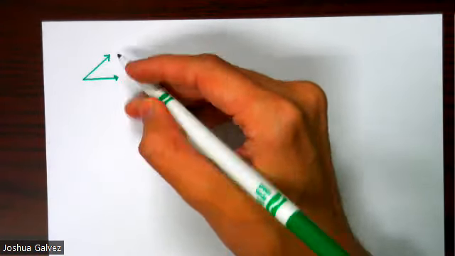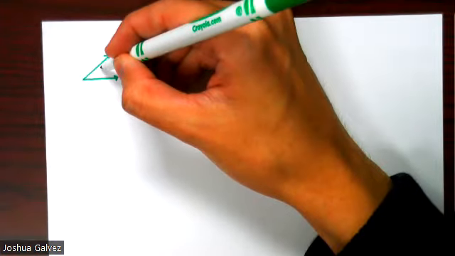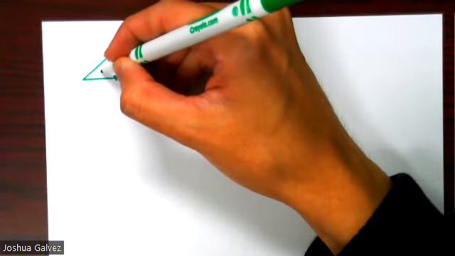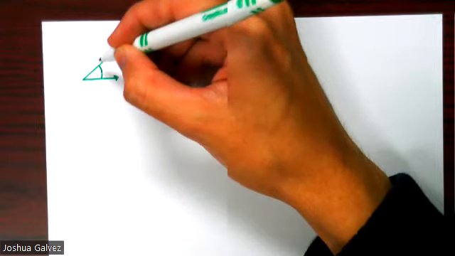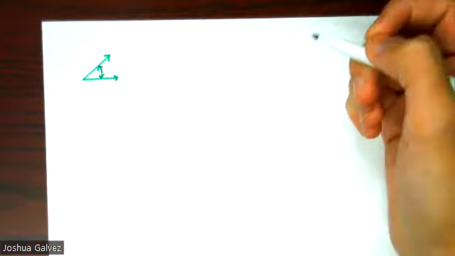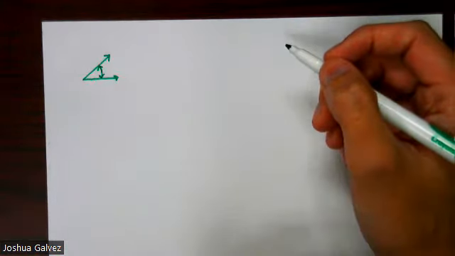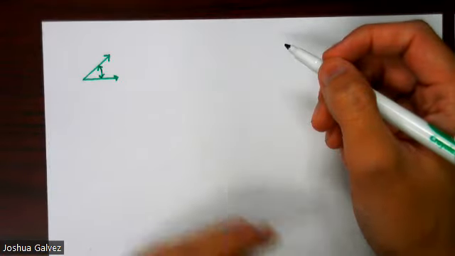And the angle is the amount of openness that they have. A lot of times we draw it like this, but it's how open these are. That's the angle. So when you measure an angle, what you're measuring is how open is it?